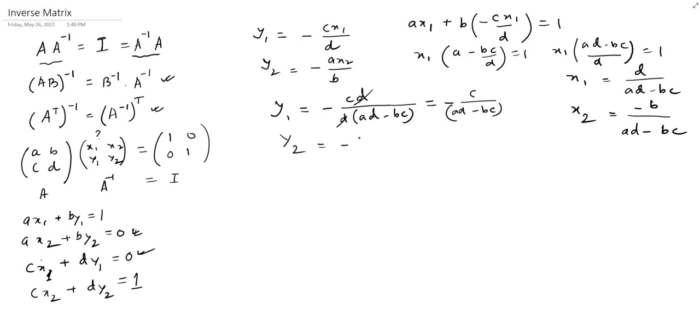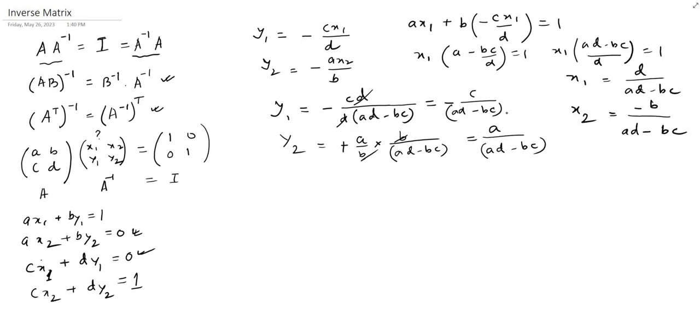And y2 will be again minus a by b, and x2, that means minus a times minus b by ad minus bc. So again b and b are crossed out, so a by ad minus bc. Okay, cool. So we found all the values.